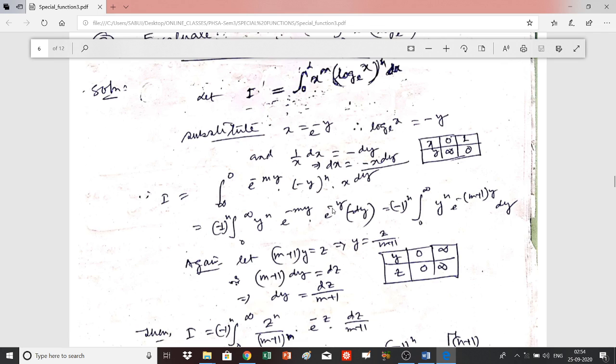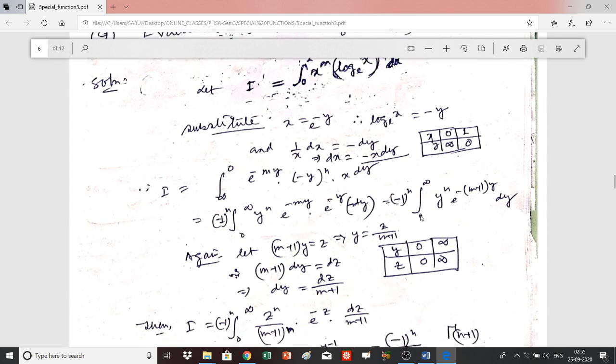So you use here e to the minus y, and dy is here. Since the limits of integration have been changed, this negative sign will not appear here, it is positive. In the earlier case you have to write a negative sign, and in this case it becomes a positive sign. You just consider these two things. So from here, minus 1 to the power n, 0 to infinity, y to the power n, e to the power, from these two terms, minus of m plus 1 y, dy.